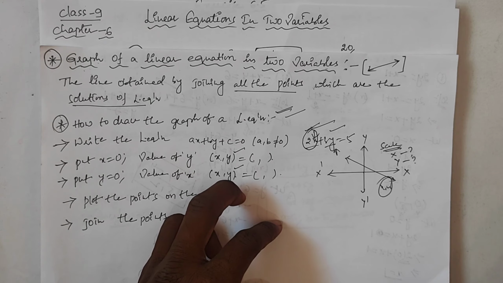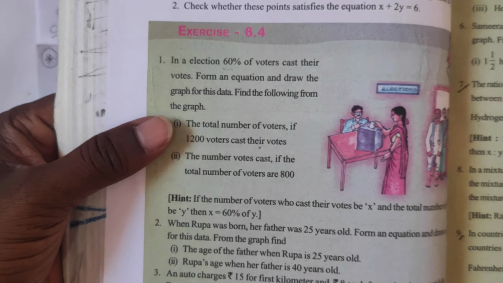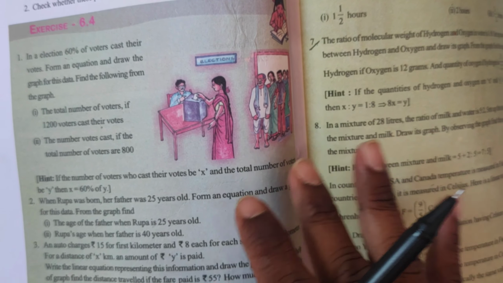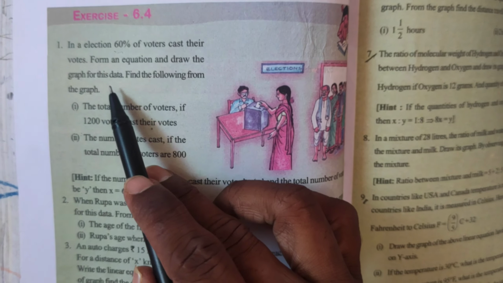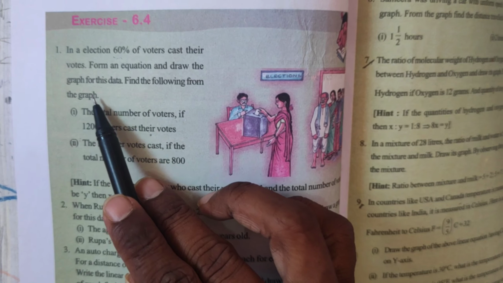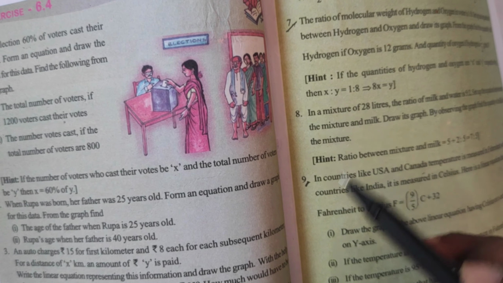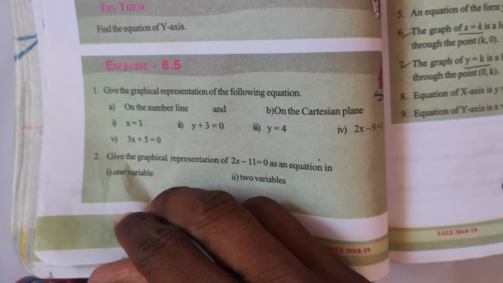Actually, today we had to discuss 6.4. We have to explain it in a graph only to get the exact values, because we need to find the values from the graph. So in the next class I will bring the graph and I will show you the exact values. Today we will discuss exercise 6.5 first.